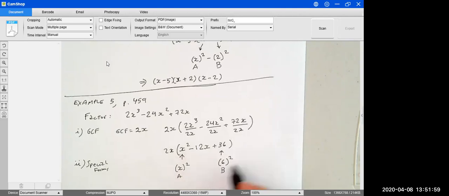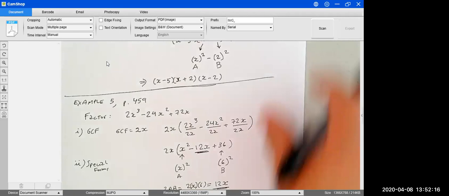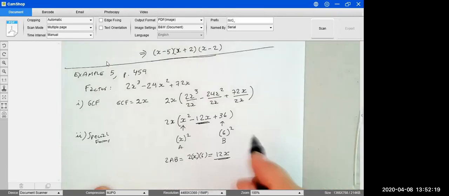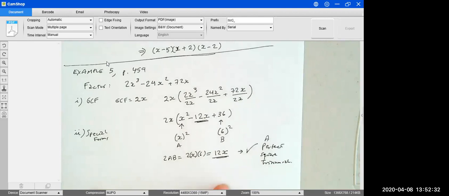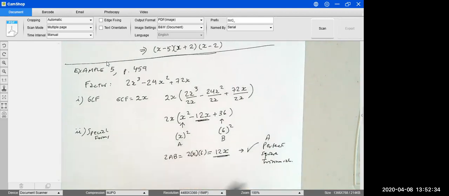So let's find 2ab. 2 times ab is going to be 2 times x times b, which is 6. So we're going to get 12x. So we see that this quantity matches this quantity. So this is a perfect square trinomial. That means that we're going to use just a and b, and that's going to be the answer.